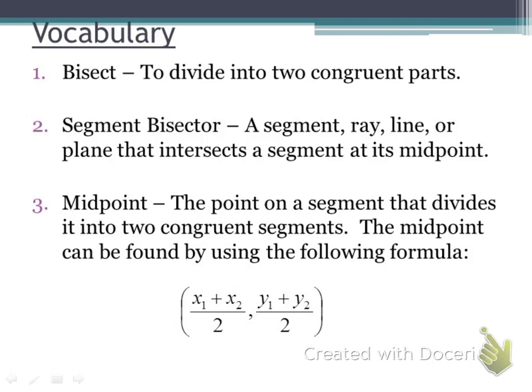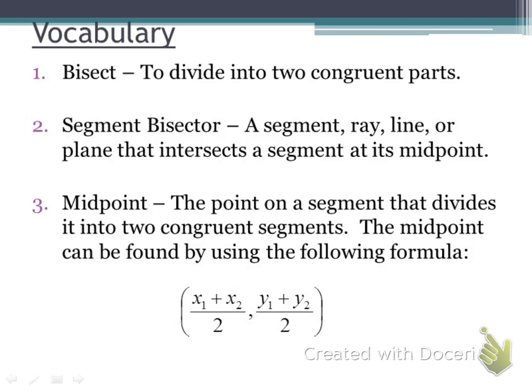Alright, so our first vocab word today is bisect. Bisect is to divide into 2 congruent parts. A segment bisector is a segment, ray, line, or plane that intersects a segment at its midpoint. And the midpoint is the point on a segment that divides it into two congruent segments. There is the formula to find the midpoint.